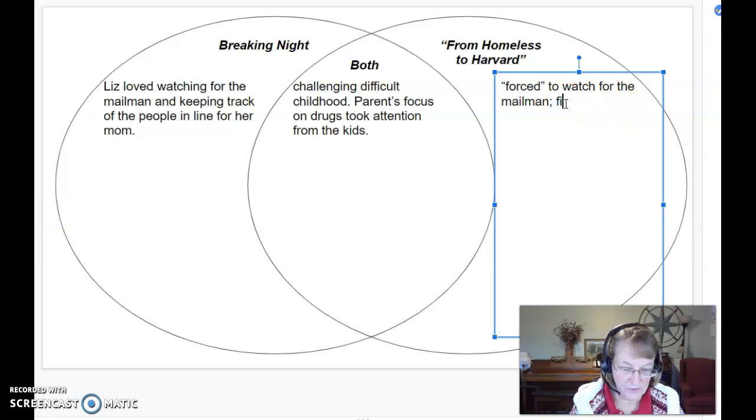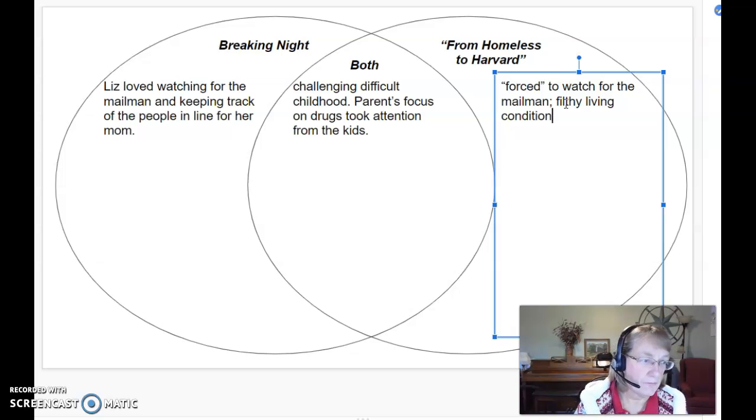And then maybe point out that they watch for the Mailman. It mentions filthy living conditions, but when the kids get here, spend a little bit of time discussing it with your partner or with the group, and see if you can come up with 3 or 4 things for each section.